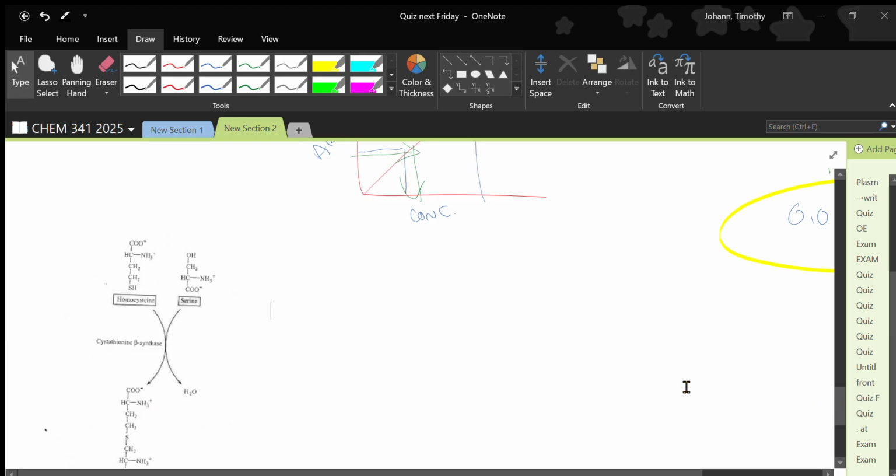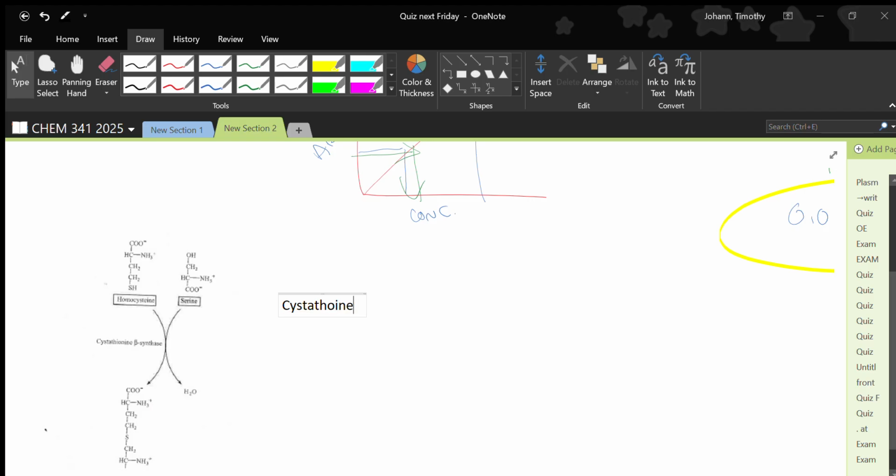And so the enzyme here, once again, I'll write it because it's pretty small there, is cystathionine beta synthetase.